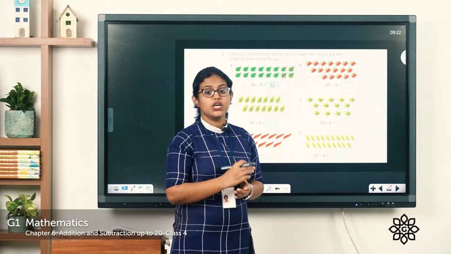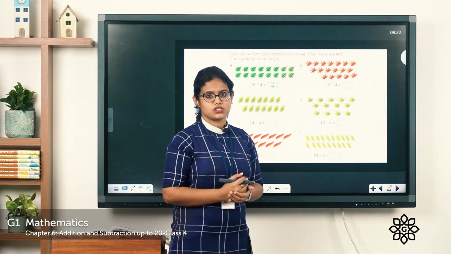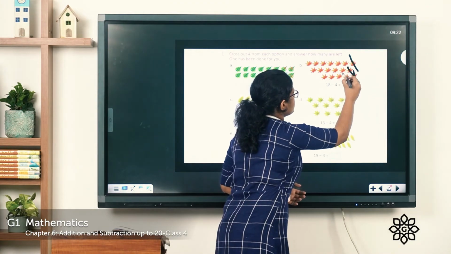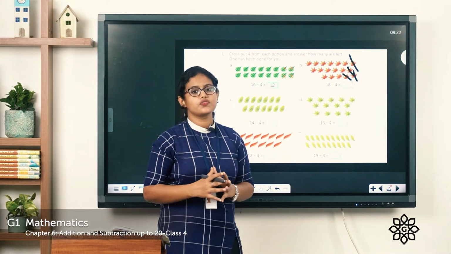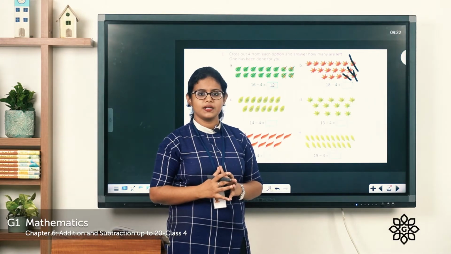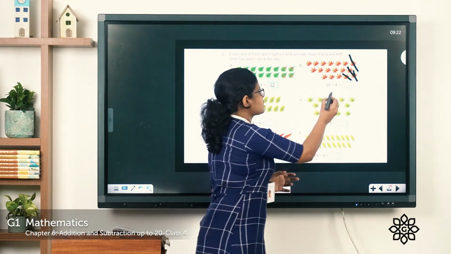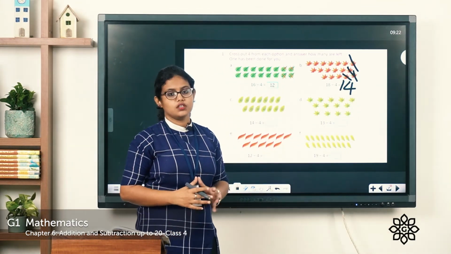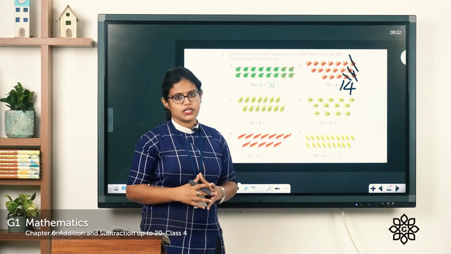Then what you need to do? You need to cut 4 leaves. So we are going to cut 4. 1, 2, 3, 4. So we cut 4. Just count and see how many leaves are remaining. There are 14. So what is 18 minus 4? 18 minus 4 equals 14. So 14 leaves are remaining.